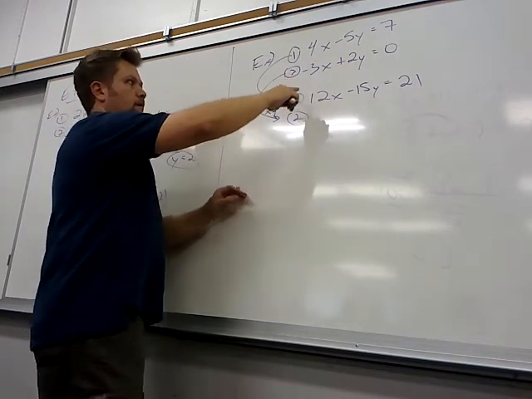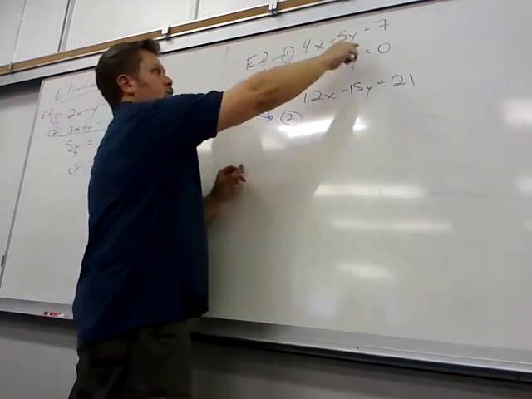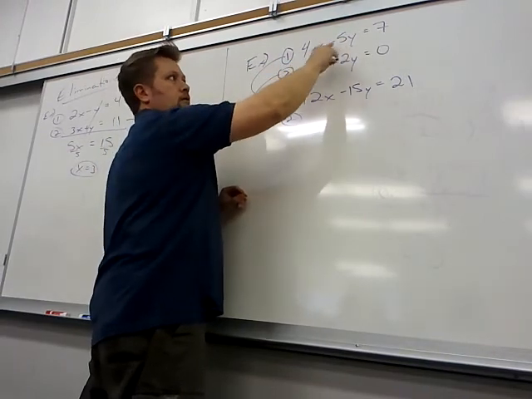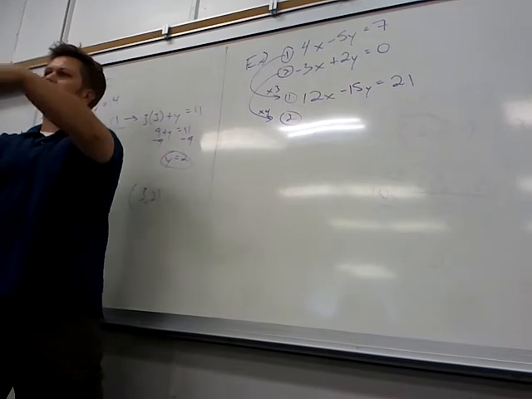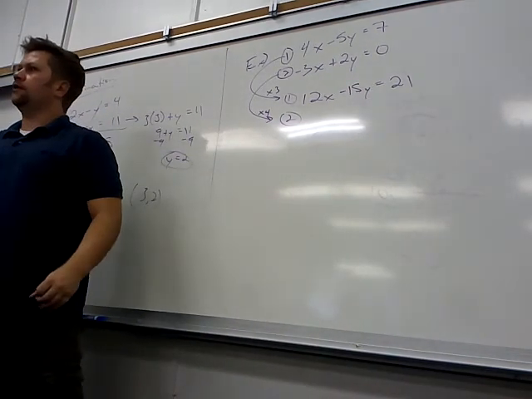Just make the x the same number, or the y, whichever. I could have done the y and then I would have doubled this one, times 2, and multiplied this one by 5, right? Doesn't really matter as long as you get rid of one letter so you can solve for the other one.